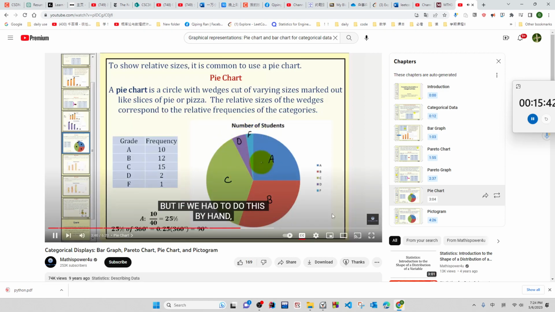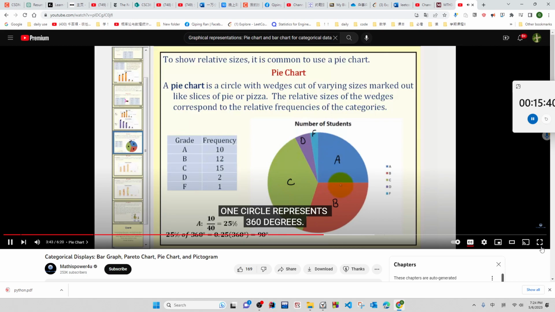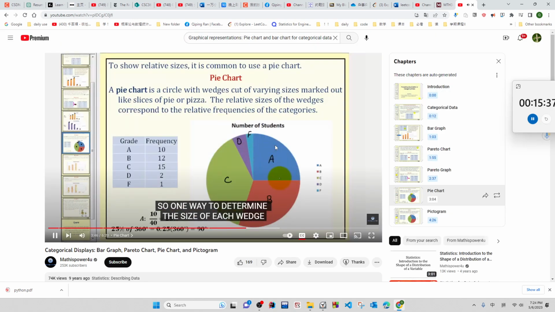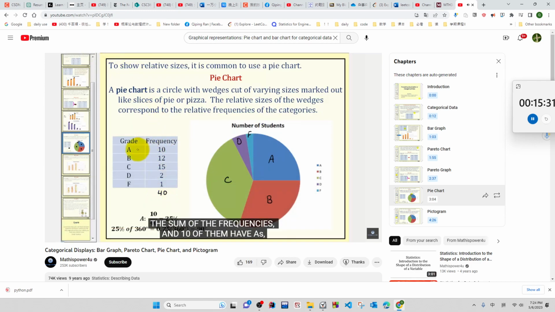If we have to do this by hand, one circle represents 360 degrees, so one way to determine the size of each wedge would be to use a protractor, which measures angles. And because the total number of students is 40, the sum of the frequencies, 10 of them have A's, the letter grade of A represents 25% of the total population, or in this case, 25% of the circle. And so if we find 25% of 360 degrees, which is 90 degrees, we can measure out 90 degrees to create this wedge. And we can do the same with the other letter grades, but again, normally we just use software to create pie charts.